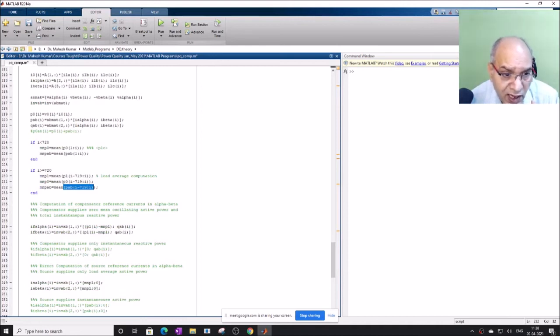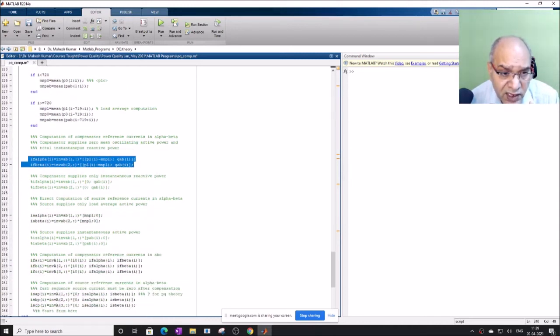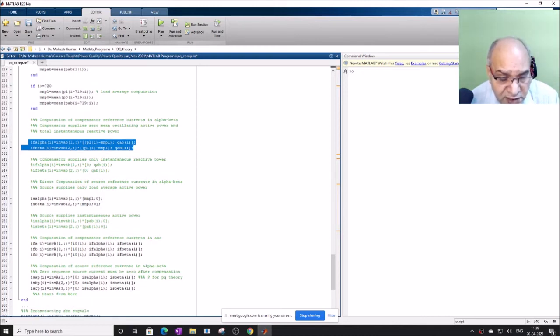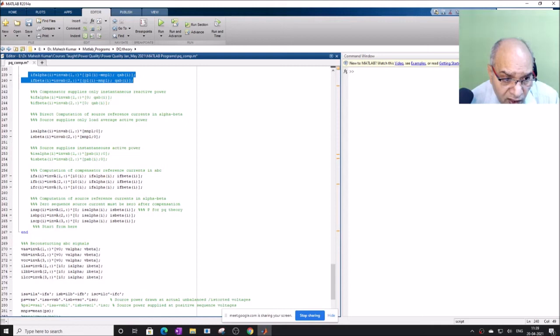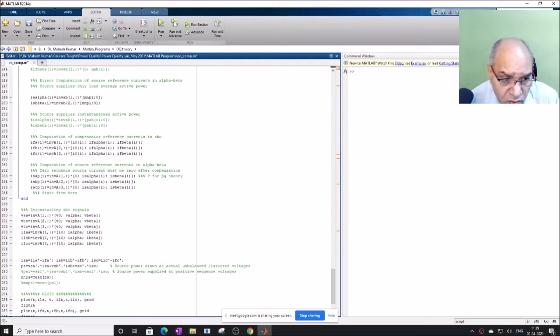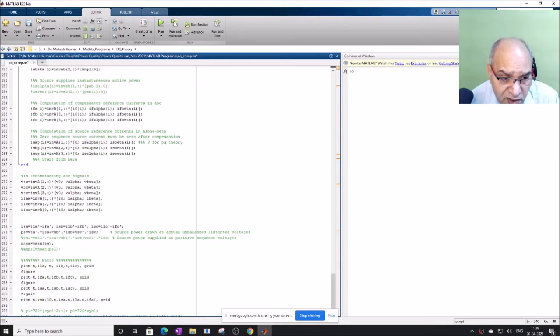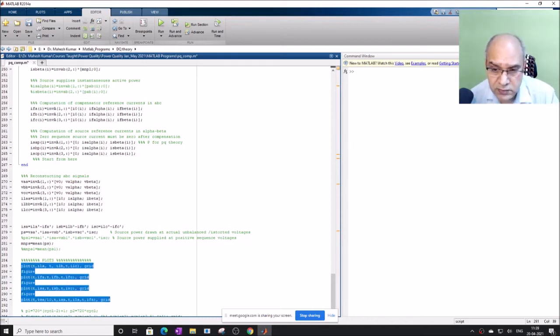After that, we compute the I alpha and I beta for this particular load by using the inverse transformation matrix, and from that I alpha and I beta we bring back IFA, IFB, IFC after the compensation. Once we know IFA, IFB, IFC, we can calculate ISA, ISB, ISC. Finally we can plot and see how this scheme works and what the various components are. Then we can plot T versus ILA, T versus ILB and T versus ILC. All these plots show how the current varies.